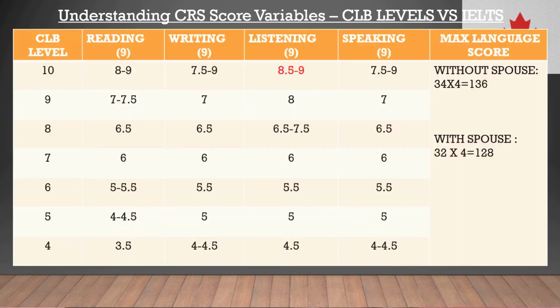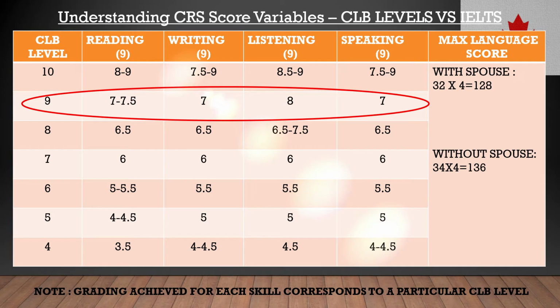Okay, now this is how it is. As you can see, the CLB level starts from 4 to a maximum of 10. Let's take a CLB level of 9. To achieve 9, in reading you have to score 7 or 7.5. In writing, you have to score 7. In listening, you have to score 8. In speaking, you have to score just 7. Then you will get a CLB of 9. This is the table which will help you in targeting your scores in IELTS in each skill.